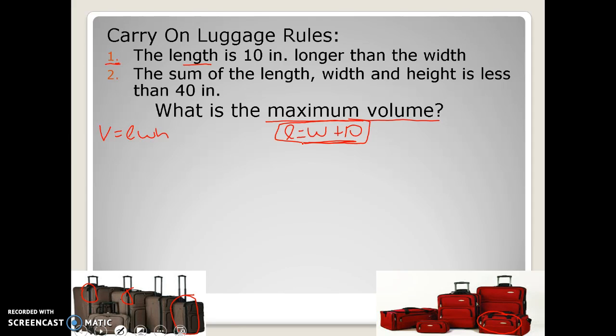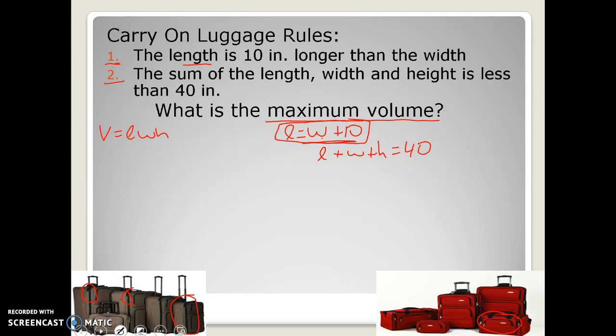But then I also want to come up with an expression for h. Since this is going to be in terms of w, I want to get the h out of there and write that in terms of w. And if I go with the second sentence here, it says that the sum of the length, which means if I take the length plus the width plus the height, I will get a sum. I could get a sum of 40, and I want to make it as big as I can, so I'm going to make it equal to 40.